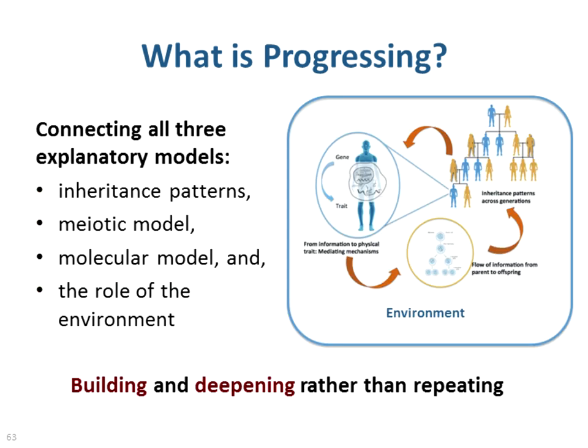There's another way to think about progressing, if we go back to our three models in the environment: what we're trying to do is deepen each of these models and connect them. So we're progressing by building and deepening each of these models and the connections between them rather than just repeating them. And this also suggests that at very early grades, late elementary and middle, we can start talking about these models. We don't need to leave ideas like talking about proteins to the high school.